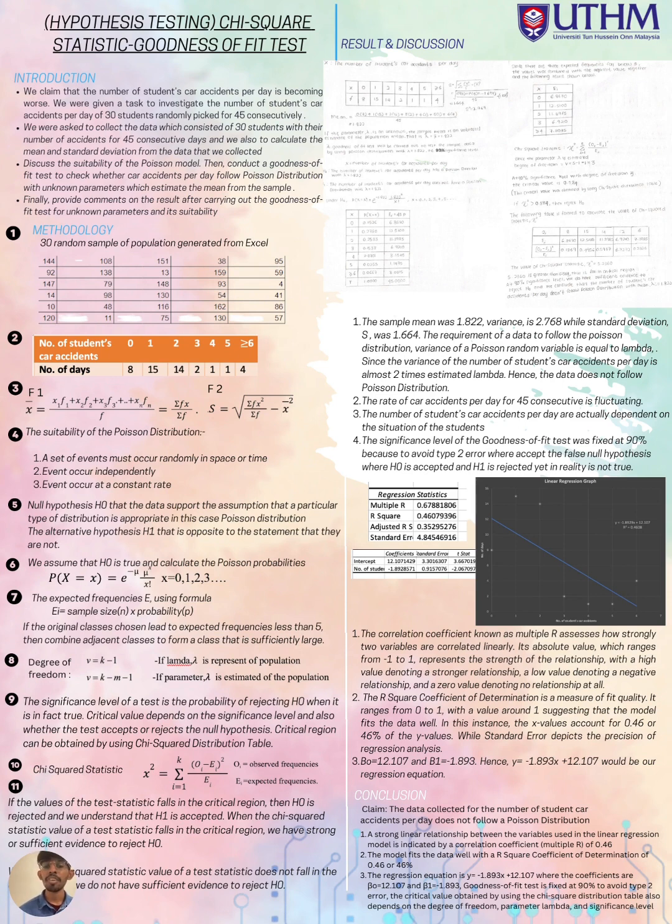For instance, the x value accounts for 0.46 or 46% of the y-axis, while the standard error depicts the precision of the regression analysis, and the value is in the regression statistics table. Next, B naught is 12.107 and B1 equals negative 1.893. Hence, we get the equation y equals negative 1.893x plus 12.107, which will be our regression equation. And that's all. Thank you.